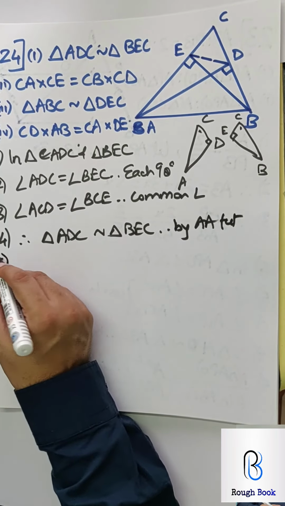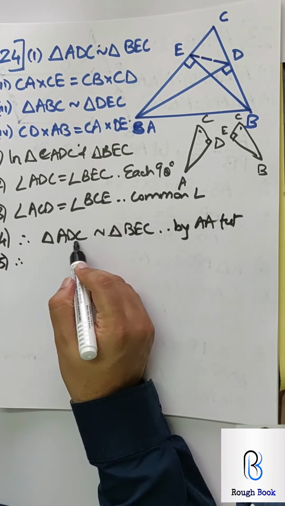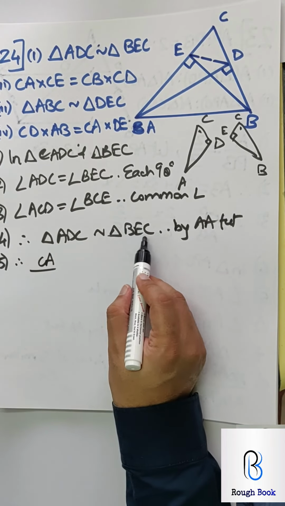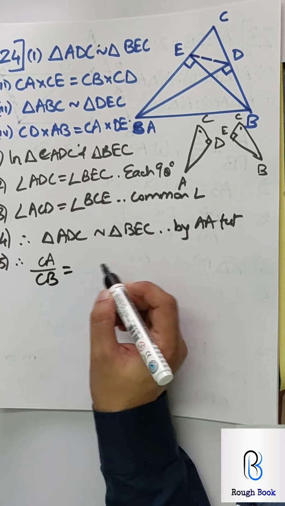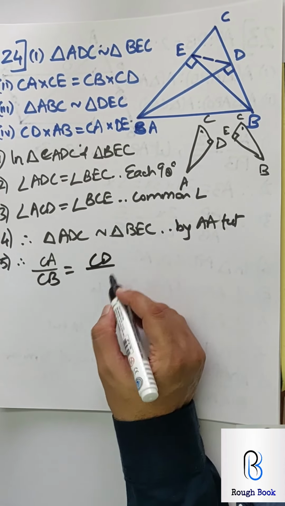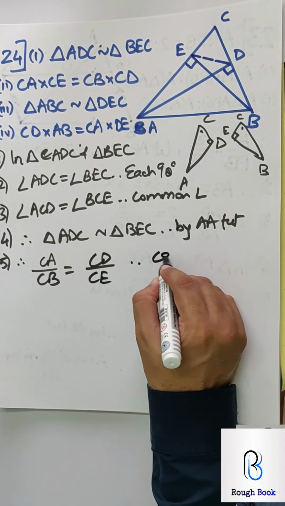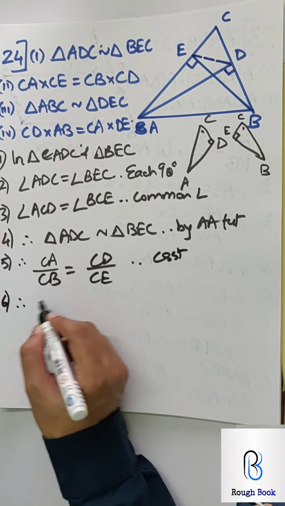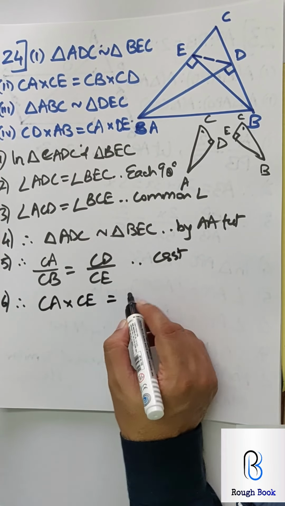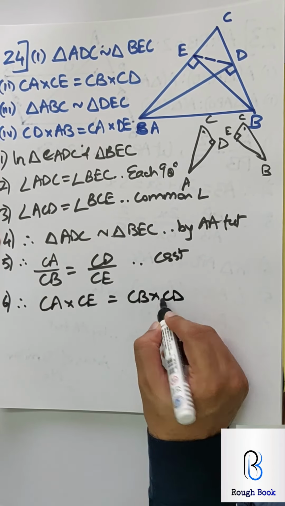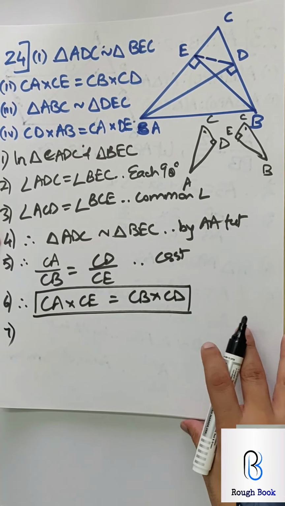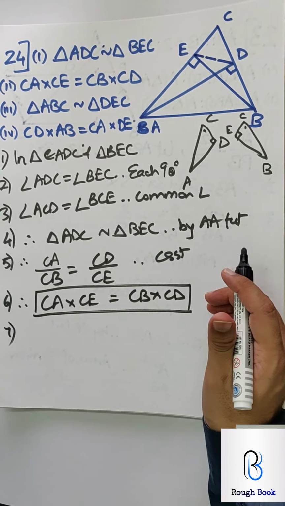Once your triangles are similar, I can now say CA, that's what I want. So CA, first and last. So first and last BC. Then DC, I need it. So I am writing it as CD, and EC or CE. CSST. Let's cross multiply. Therefore CA into CE is equal to CB into CD. So we managed to reach here. Was this simple, everyone? Yeah, not simple, very simple.